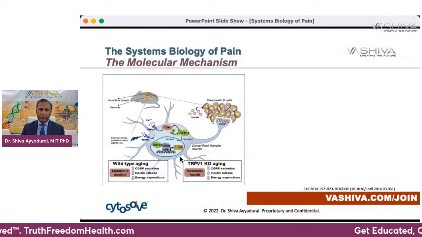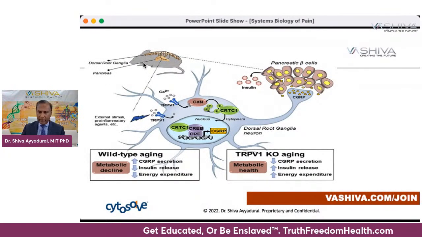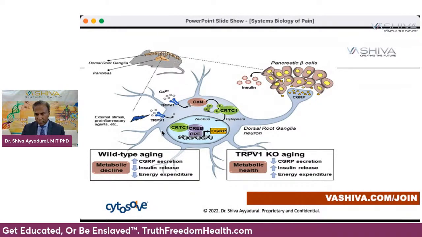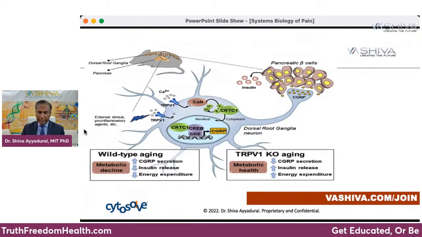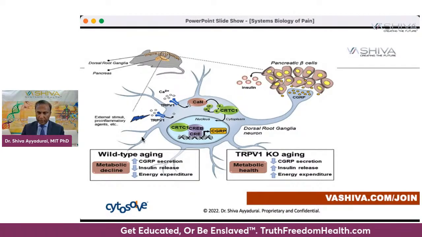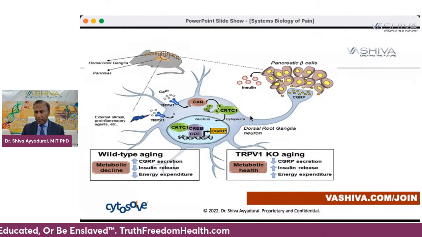Let me walk you through the recent work that was done on this. This is in the mouse model, but the mouse also has a dorsal nerve. Let's walk through this here. When you get the external stimuli, at the location of that stimuli, let's say where you cut your hand, you get a bunch of pro-inflammatory agents. By the way, what you're seeing here is one of those neurons.